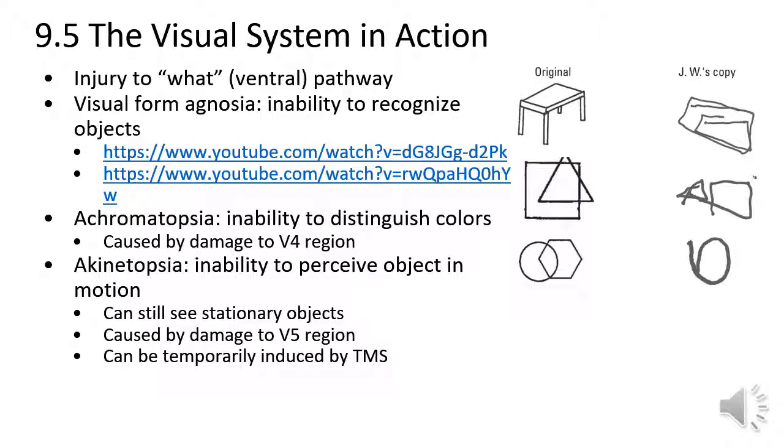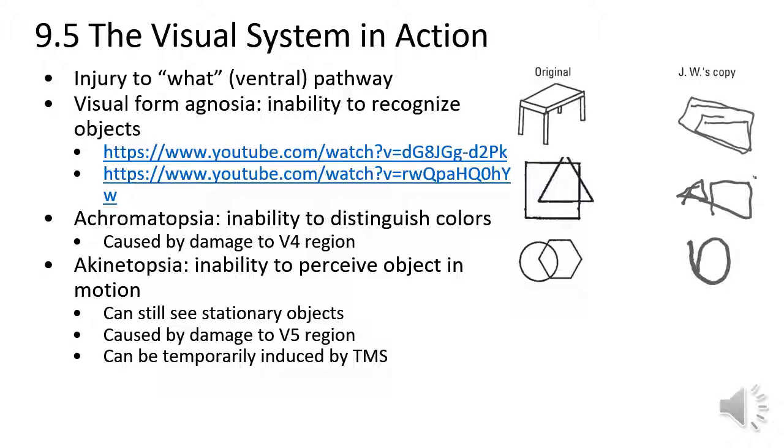Akinetopsia is the inability to perceive an object that's in motion. This is caused by damage to the V5 region. Individuals with akinetopsia can still see stationary objects, but once the object starts moving, they literally just can't see it. It's like the object disappeared. When the object is still again, they can see it again. Patients with this damage have described that it's difficult to, for example, pour water into a cup, because it just seems like the water is stationary and they can't see the glass filling up, so they might fill it too full.